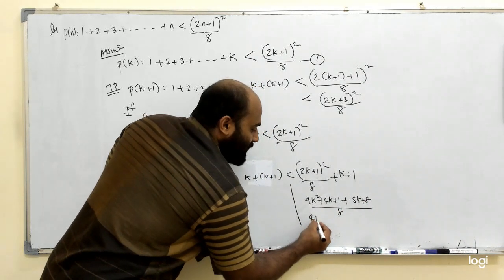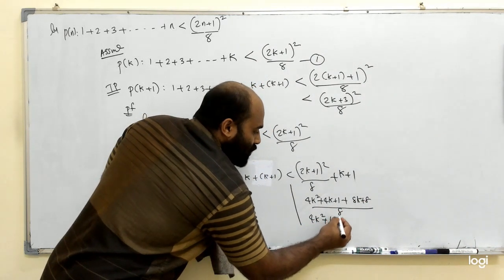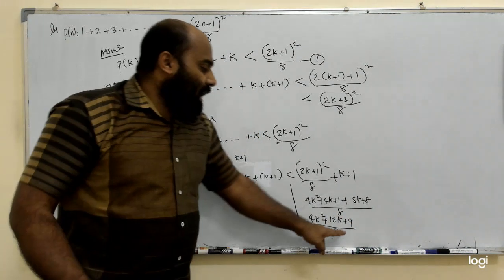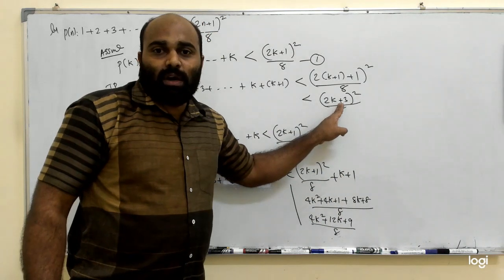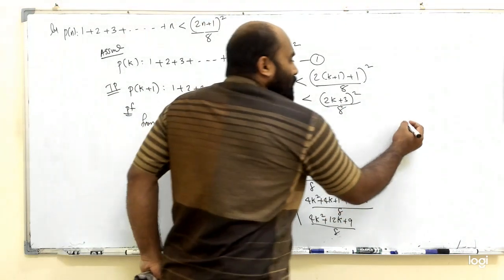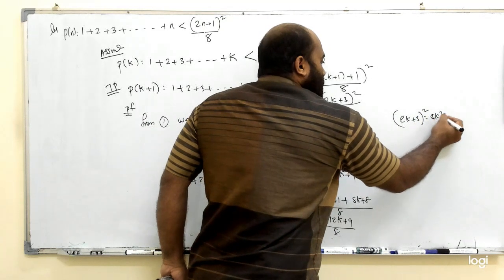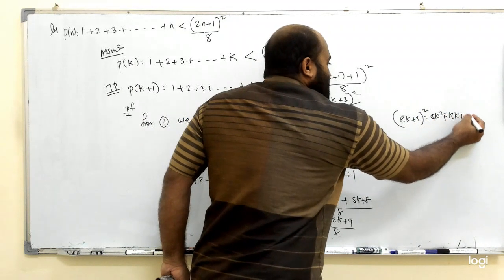So what will you get? 4k square plus 12k plus 9 all divided by 8. What is 4k square plus 12k plus 9? That is actually this one. In the working column you can write it. What is (2k plus 3) whole square? It will be 4k square plus 12k plus 9.